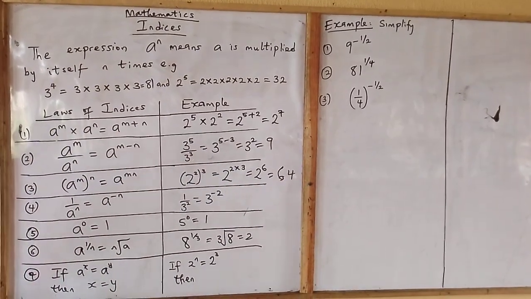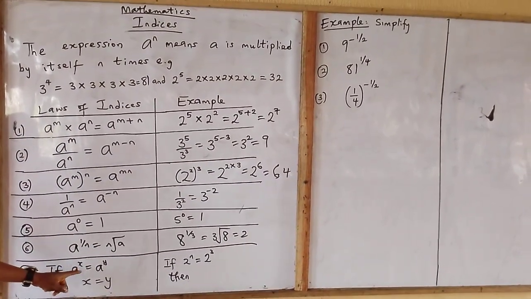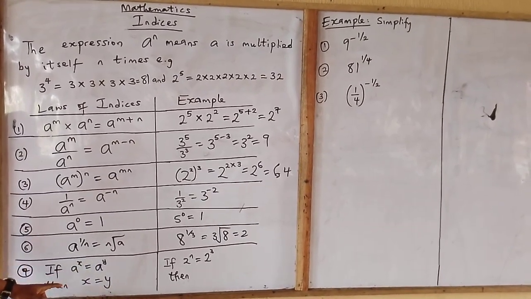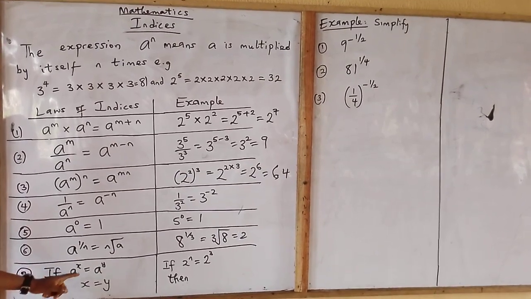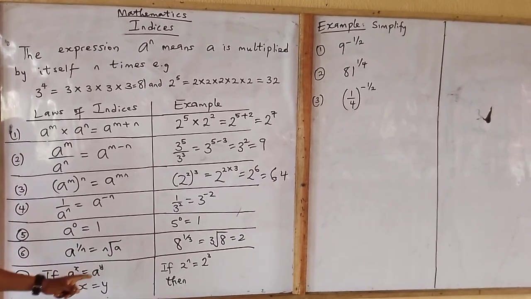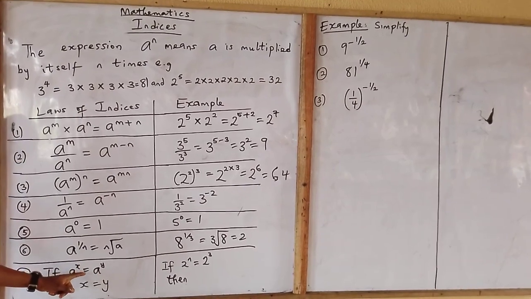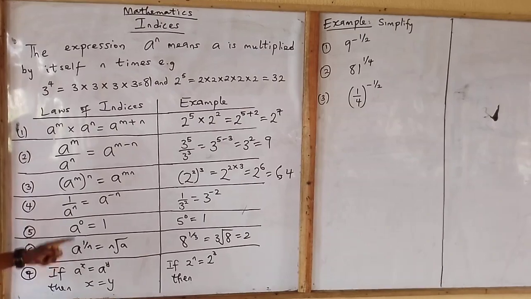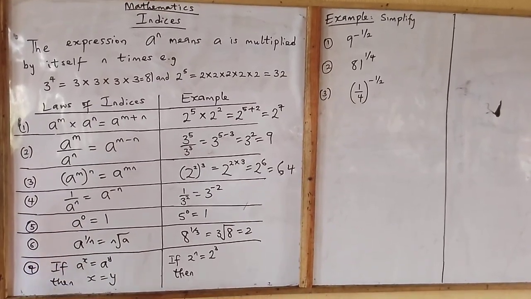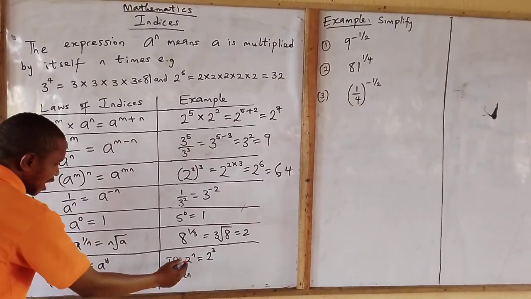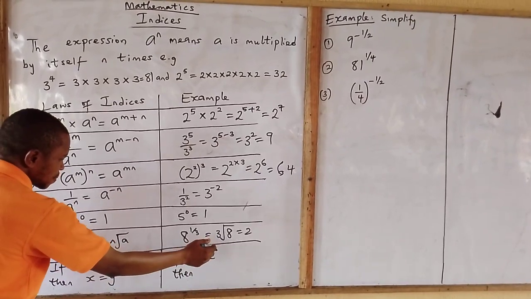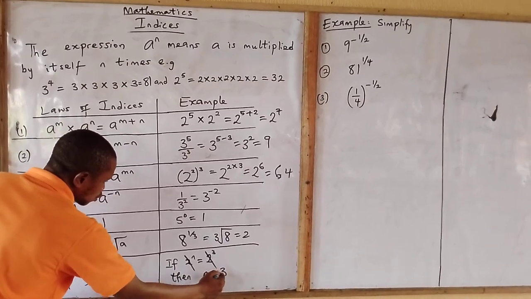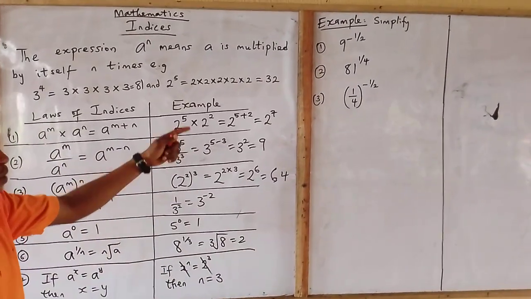And the last but not the least, if a raised to the power x is equal to a raised to the power y, and their bases are equivalent, the law enables us to eliminate the base, whereas the powers should be equal. So if a raised to the power x is equal to a raised to the power y, then x is equal to y, provided that the bases are equal. So for instance here, when we have 2 raised to the power n is equal to 2 raised to the power 3, we can eliminate the base, therefore n is equal to 3. So let's solve these examples.